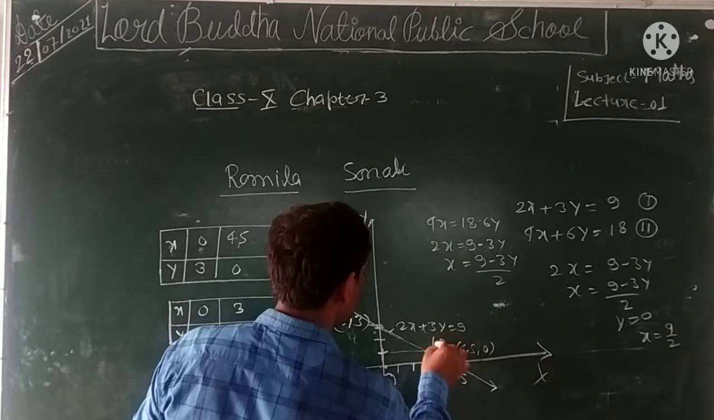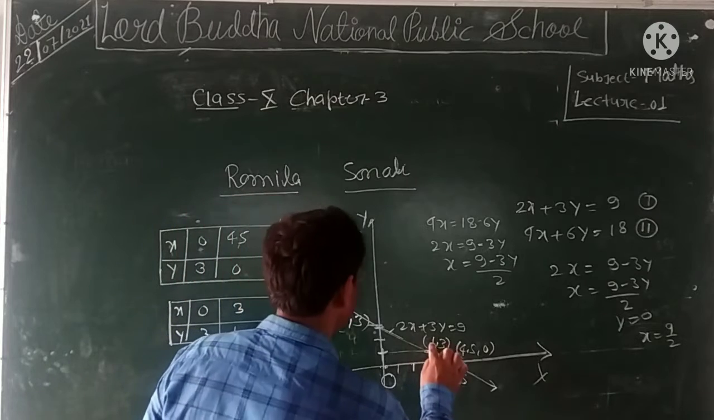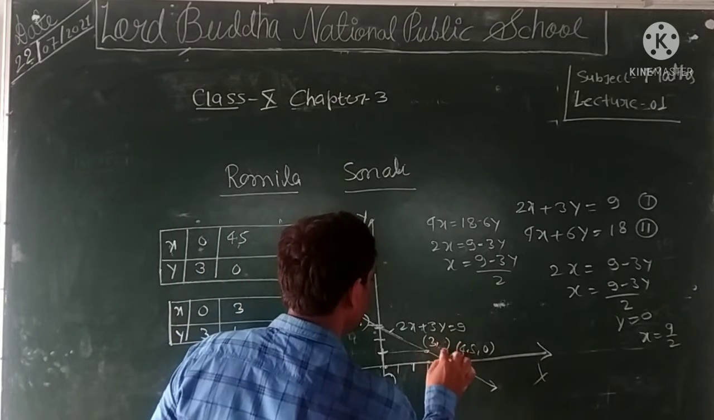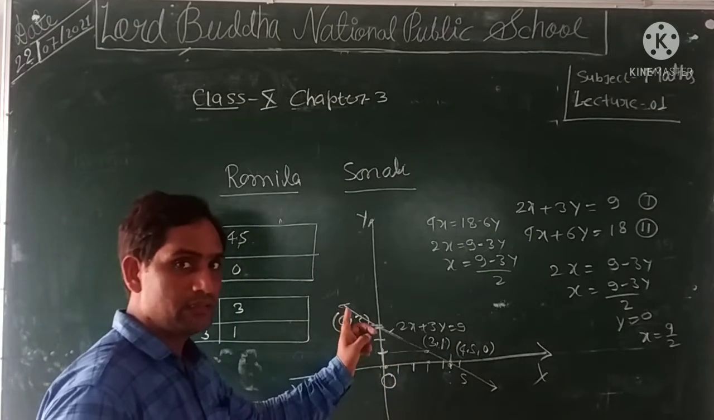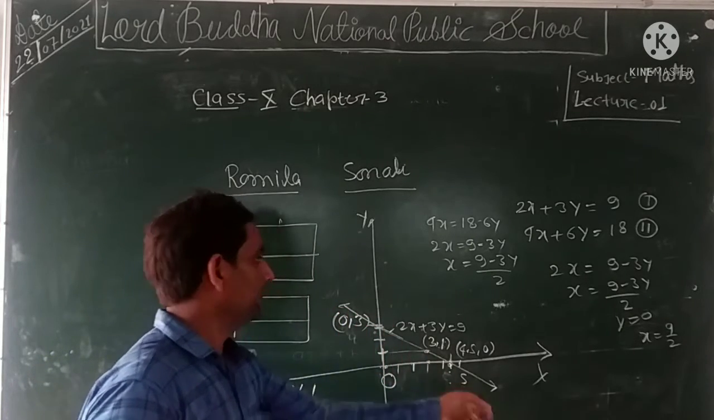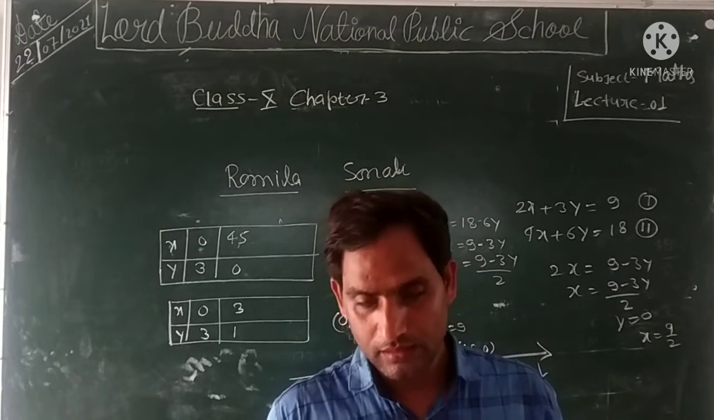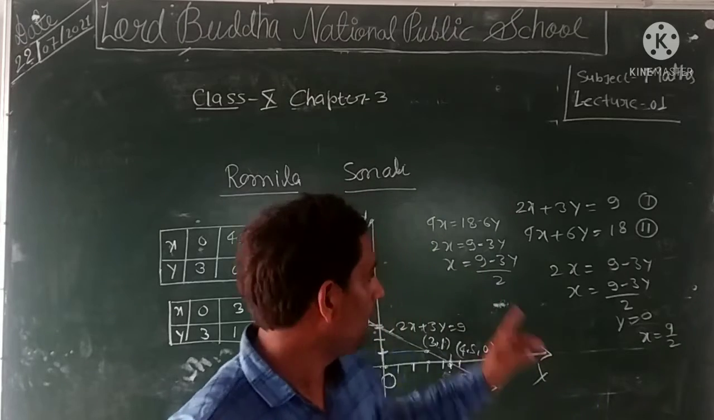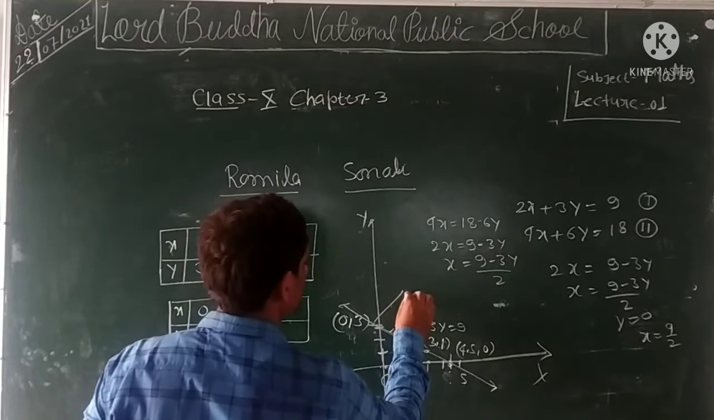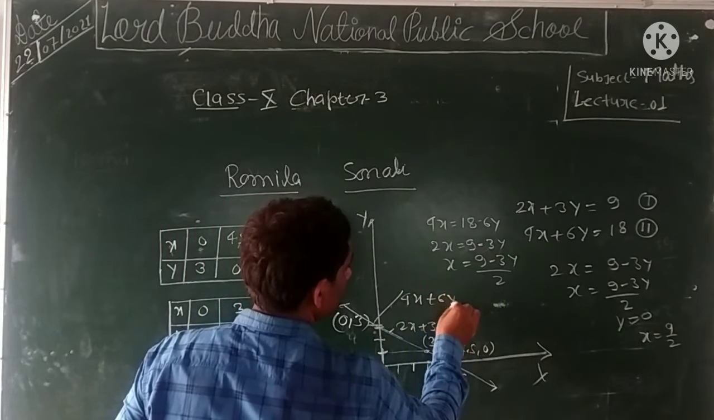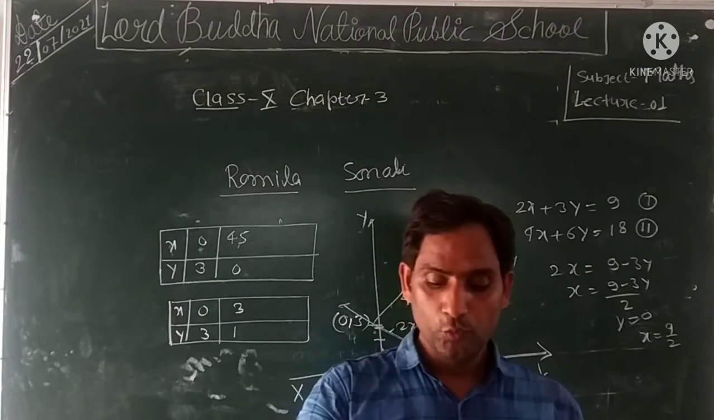This is 0, 3. This is 3, 1. We see that the points lie on the same line. In this way, we represent the graphical representation of the linear lines. This line is also present in the equation 4x plus 6y equal to 8. Okay. Now we see another question.